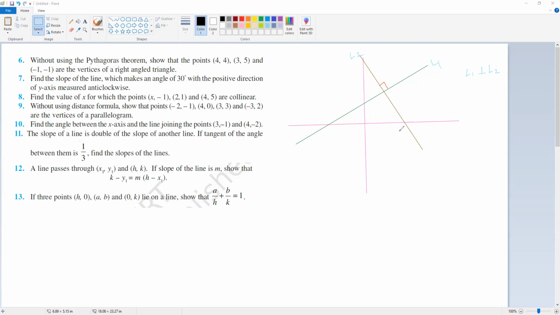Now, line 1 makes an angle, say alpha, that we called alpha. Line 2 makes an angle with the x-axis, that we called beta. Clear? Is it clear? Did you understand this much? The angle that line L1 makes with the x-axis is alpha, and the angle that line 2 makes with the positive direction of the x-axis is beta.